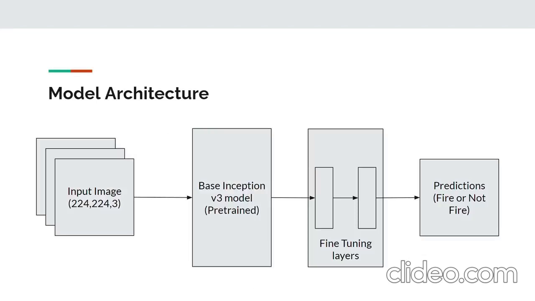Model architecture. So we have used an Inception v3 model, which is a pre-trained model, and added two additional layers, which are fine-tuning layers. Now this entire model has been fine-tuned on an image dataset which has images of size 224 by 224 by 3, and this together will predict whether there is a fire in an image or not.